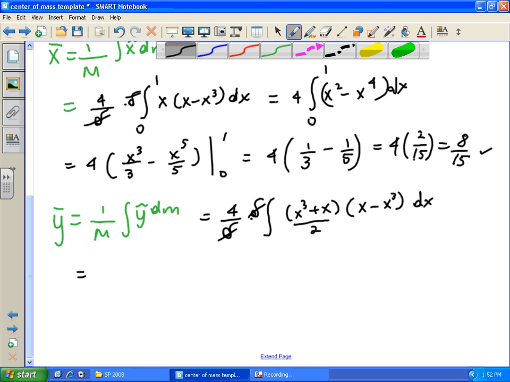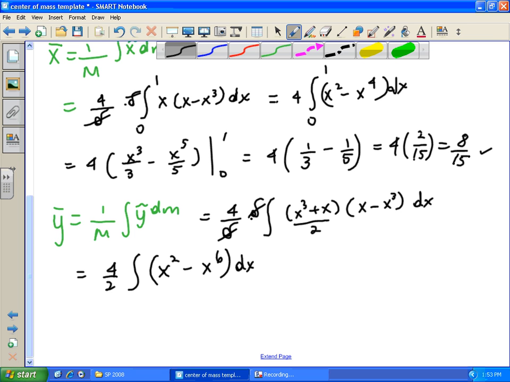Okay. I'm going to factor the 1/2 outside. Now, how could I simplify quickly this quantity? X plus x cubed times x minus x cubed. That's a difference of two squares, right? So x plus x cubed times x minus x cubed, that's going to be the same as x squared minus what? X to the 6.